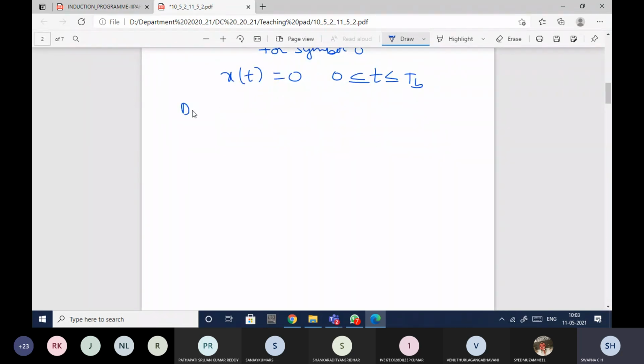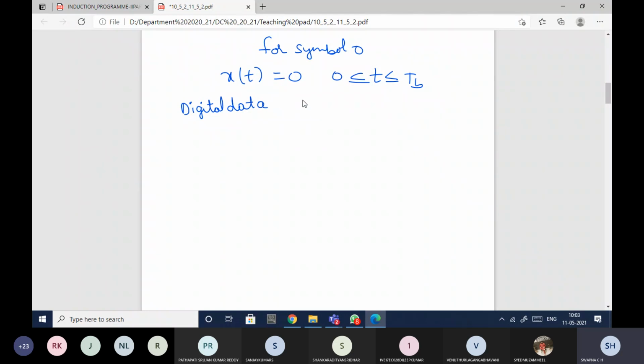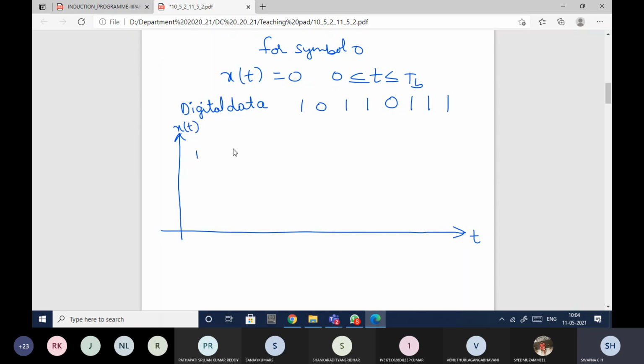let us take the digital data as 1 0 1 1 0 1 1 1. Let me draw for this. The x-axis will denote t, the y-axis will denote x of t. So 1 0 1 1 0 1 1 1.